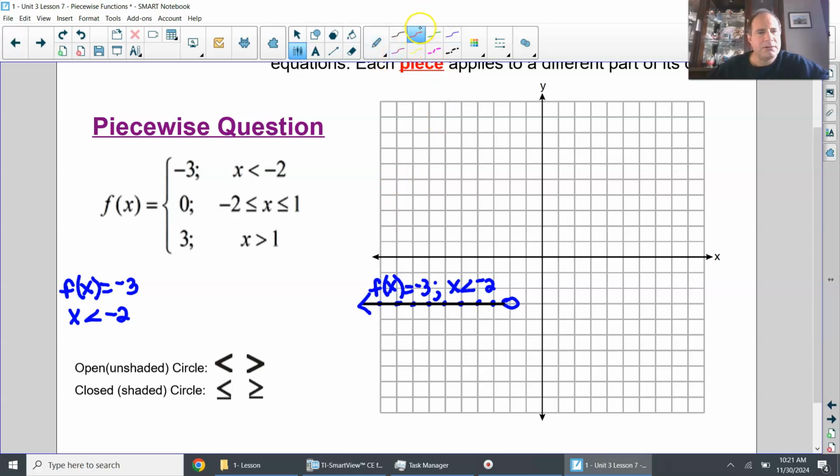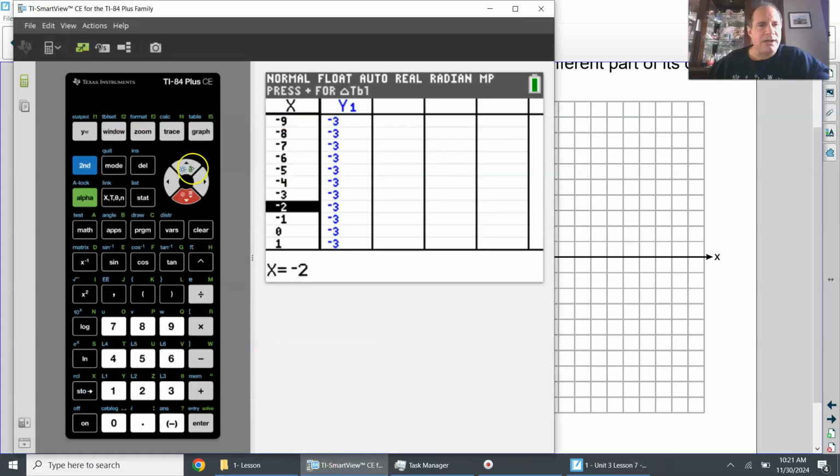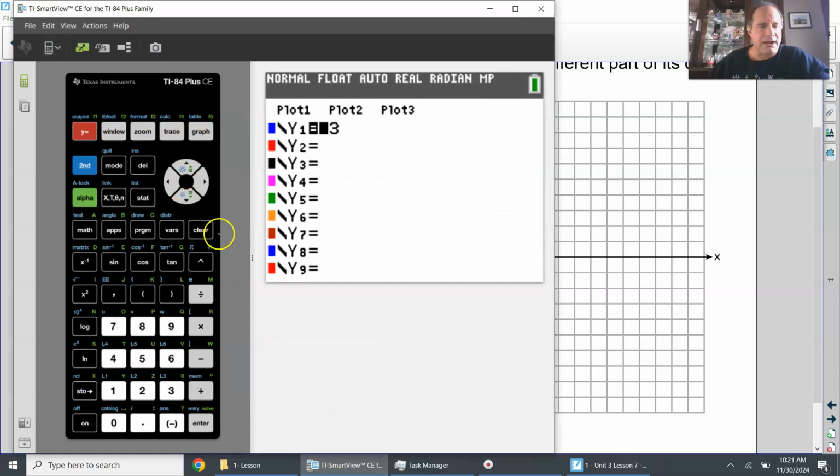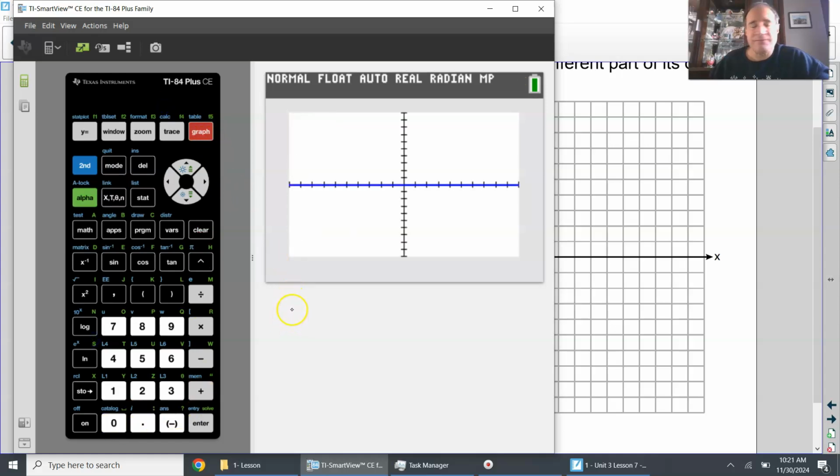And that's it. So now we have f equals 0 in between, where x is greater than or equal to -2 and x is less than or equal to 1. These are the only x's they want you to graph of y equals 0. So let's clear out the 3 and just put y equals 0. That's a very nice, easy horizontal line.